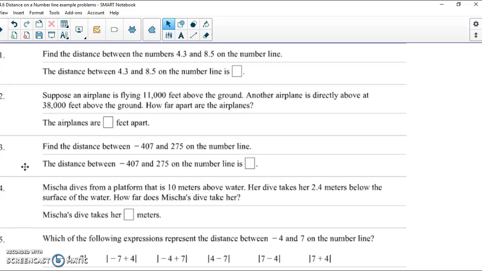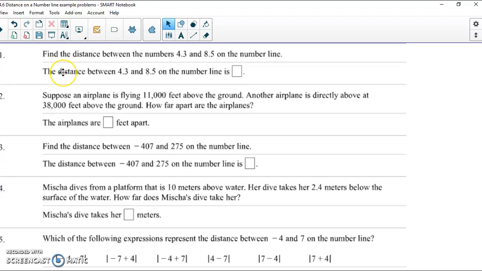But when we are looking at distance on a number line, we are going to take the absolute value of the difference of those numbers, because we are going to strip away the information that tells us which number is greater than the other and which is less. And here's what I mean by that. We are just going to look at some example problems so that you can get a feel for what this is going to look like as you're practicing it on your homework tonight.